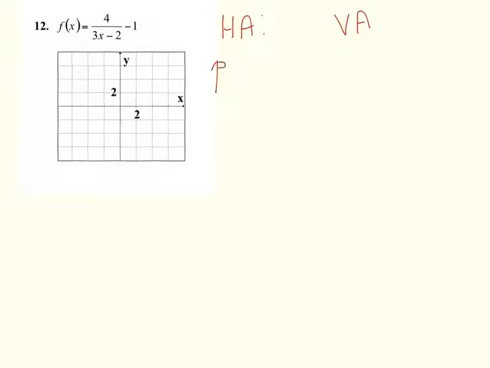Now, when we worked in class, our rules for horizontal asymptotes applied to P of x over Q of x. That's what we discussed in class. And this function is not written in that form. It's not a polynomial over a polynomial. It's got this -1 here, so that -1 is causing issues for us. But we can write it in that form.